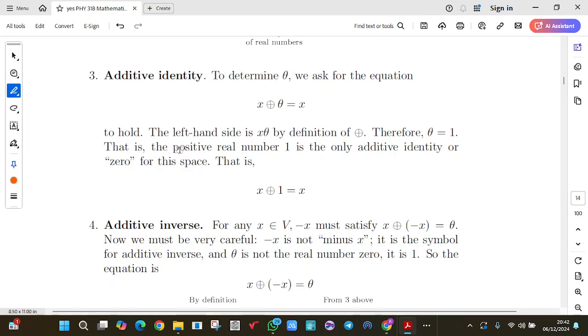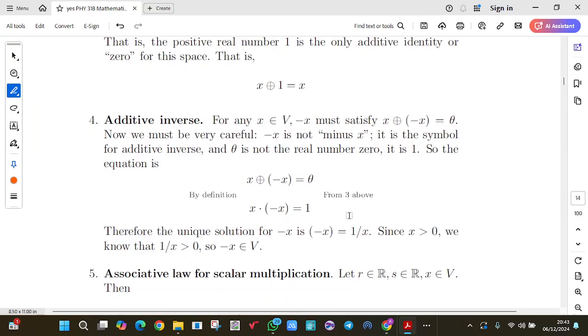Therefore, the positive real number 1 is the additive identity. So it's no longer 0. The real number 1 is the only additive identity, or 0, for this space. So now what we're saying is that for that definition, the additive identity will be x1 to give you x, where our 1 is theta. Okay. Now, I think we're making sense.